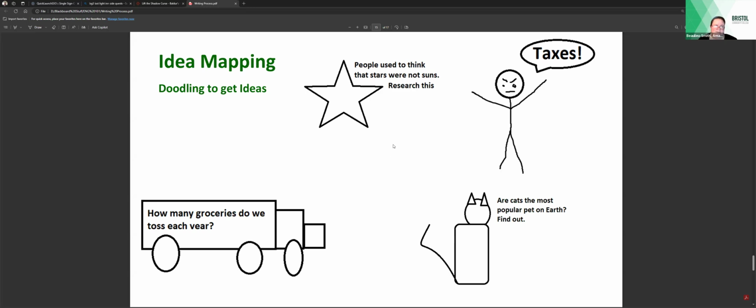So over here I have people used to think that stars were not suns. Research this. Then I have some person yelling taxes. So maybe I'm going to write a paper about the history of taxes and when taxation started in the world. And I made a picture of a cat. Are cats the most popular pet on earth? Find out. How many groceries do we toss each year? And then I have a lovely picture of a truck.